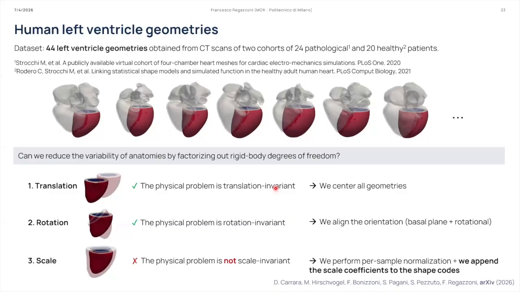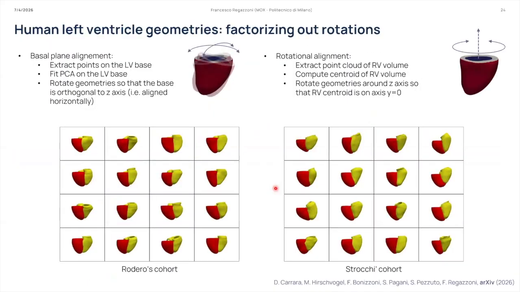And later I will show you how. But first of all, let me show you how we factorize out the rotations. So first of all, we align the basal plane by performing PCA analysis of the points belonging to the surface and by aligning the center line with the z-axis.